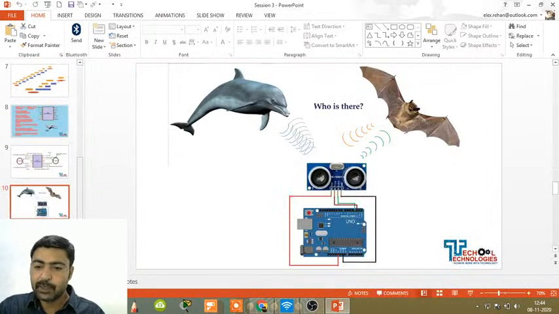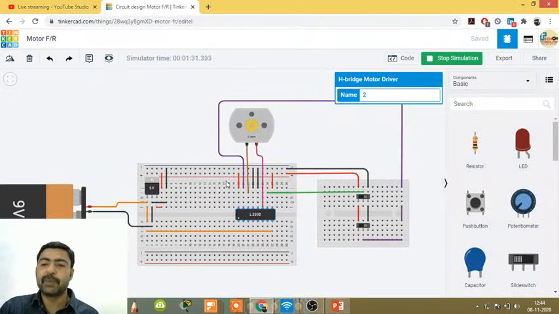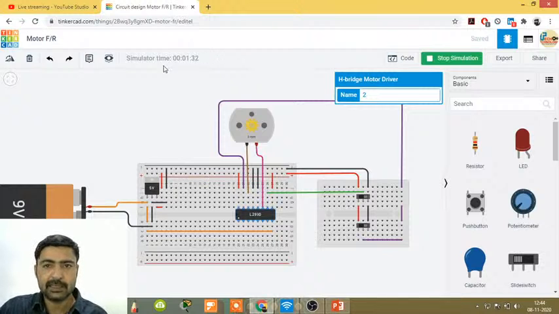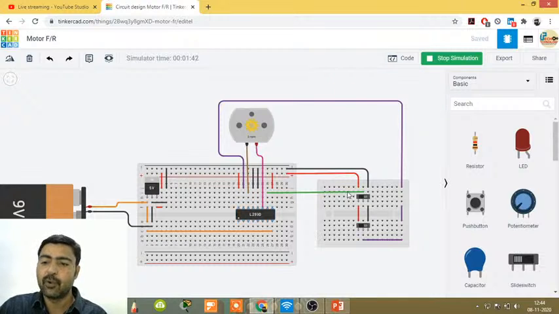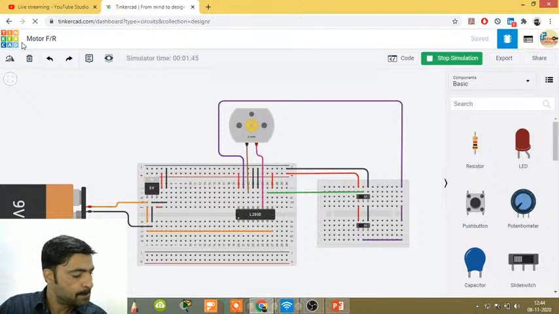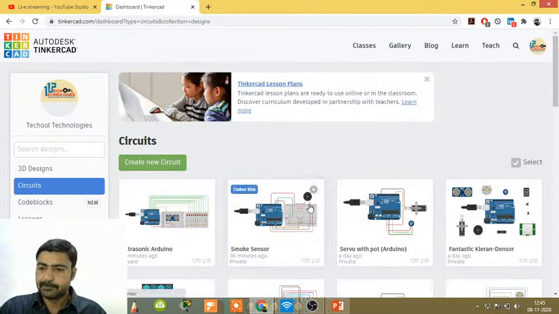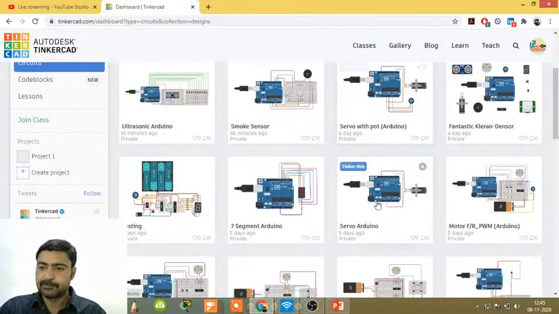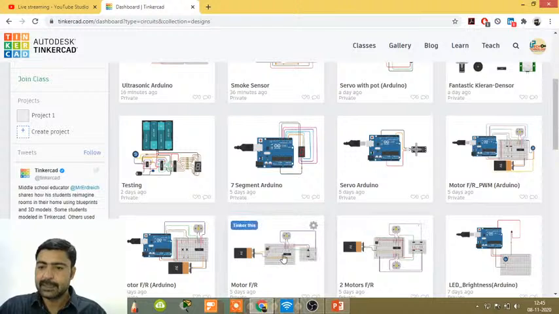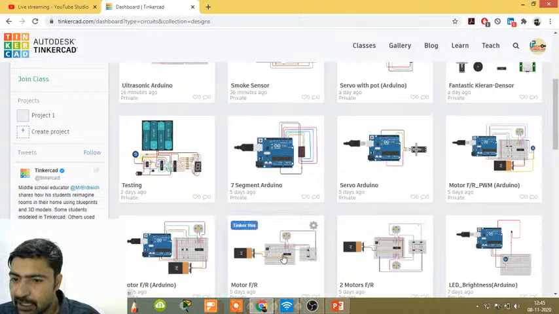Now moving to the project. In this project we have used a simple motor. We are not using Arduino, but in place of Arduino pins, we are sending these two signals from these switches to control the motor in forward and reverse direction. Now moving to another project. Now we'll connect the motor with Arduino.